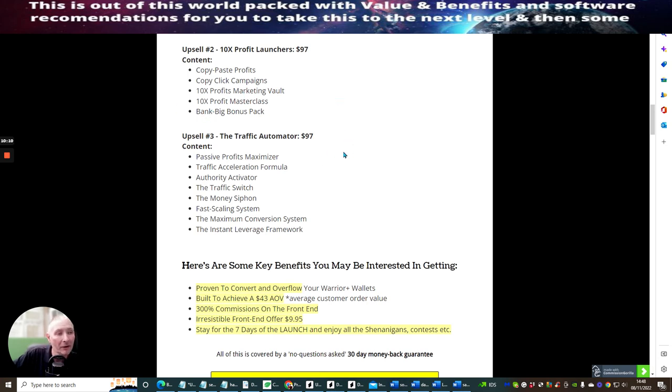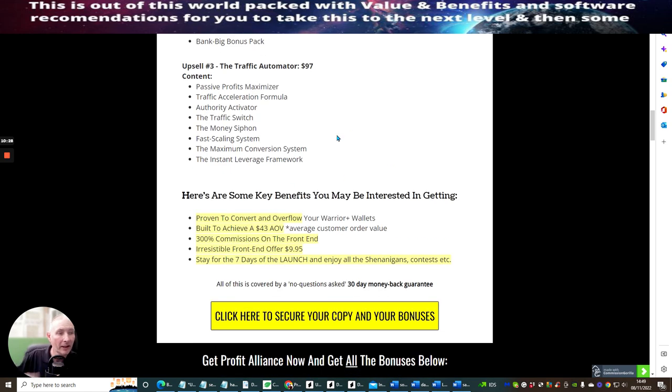Upsell 3 is the traffic automator. This is at $97. This is passive profits maximizer. Traffic acceleration formula, authority activator, the traffic switch, the money siphon, fast scaling system, the maximum conversion system, and the instant leverage framework. So here are the key benefits you may be interested in getting.